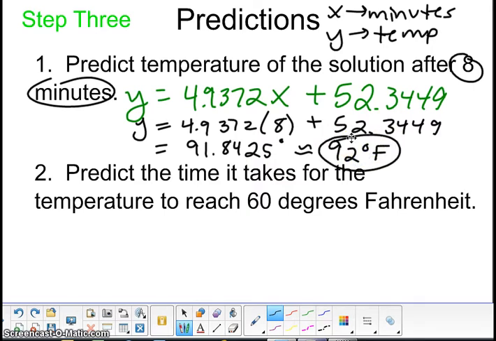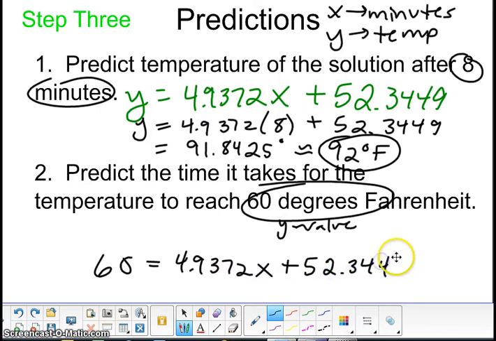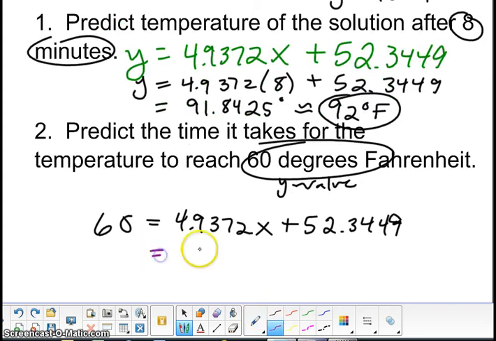This time they're giving you 60 degrees Fahrenheit, so they're giving you the y value. So you'd have to plug it in for y. So 60 will equal 4.9372x plus 52.3449. And go ahead and push pause and solve. So hopefully you got an answer of 1.5505. Again, that's approximately. So that is how many minutes it will take for the temperature to reach 60 degrees. And that concludes the lesson for today.